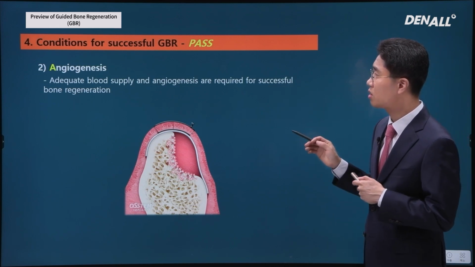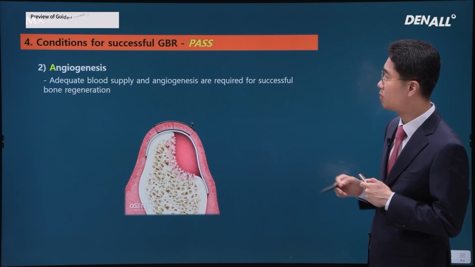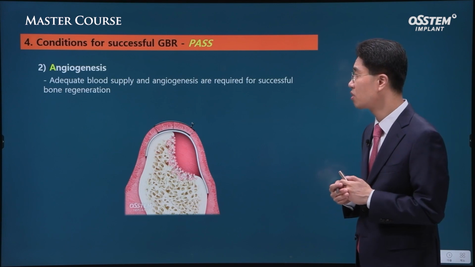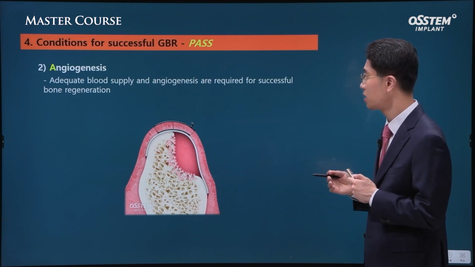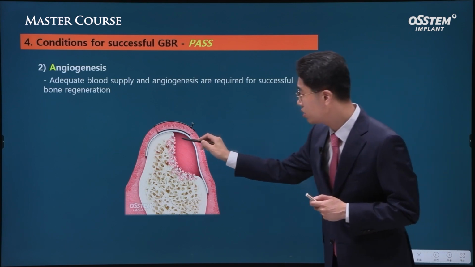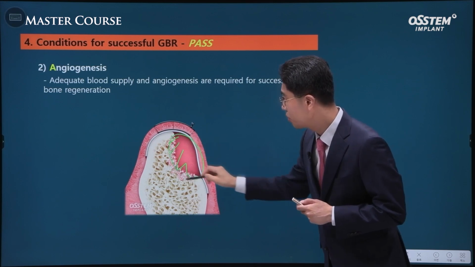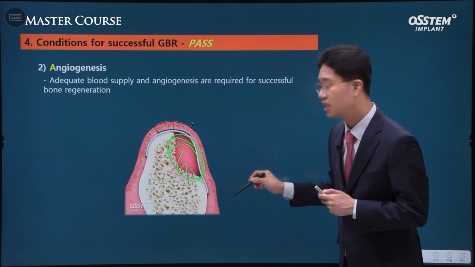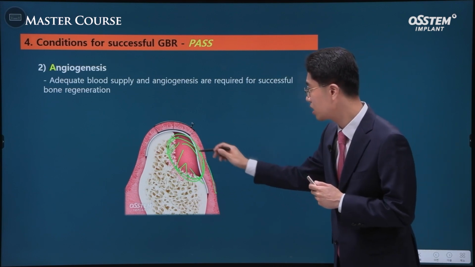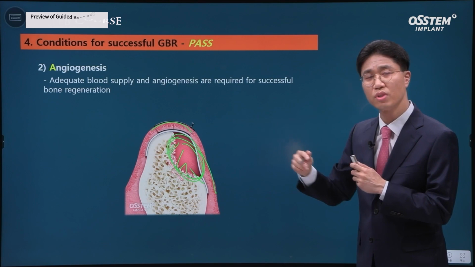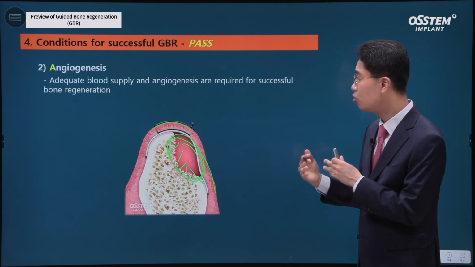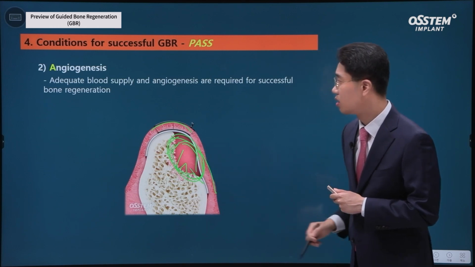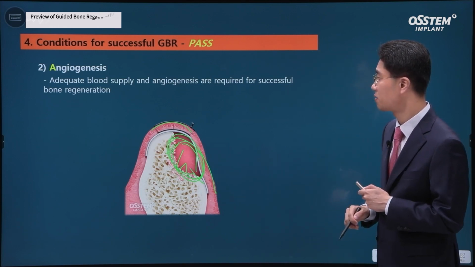Next is angiogenesis. In other words, it is blood supply. It's the same expression. In the area where we want to generate the bone and the defect, as much as possible, there should be enough blood supply. In terms of soft tissue, sufficient blood supply is required in order to get good bone formation.